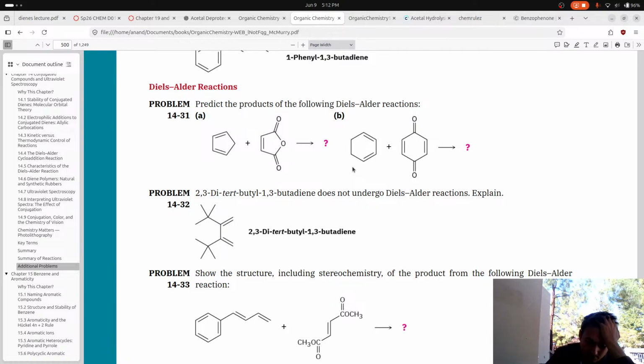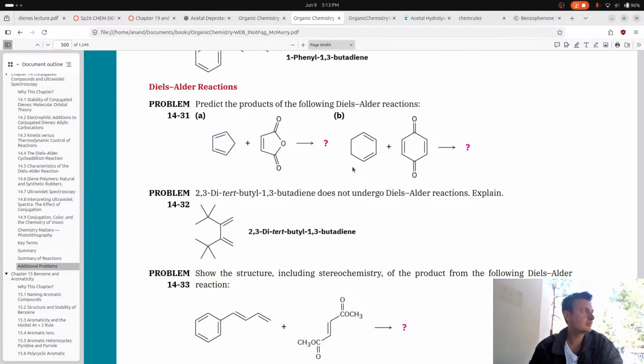Okay, so what happens? We have this dot here and this dot here. So this pi bond will go here, this pi bond will go here, and this pi bond will go here. I need to review the cycloaddition, electrocyclic, and sigmatropic reactions. I think I can remember them, but I might want to check them before I do.